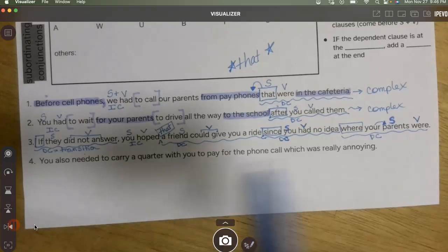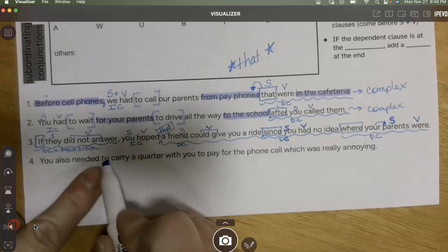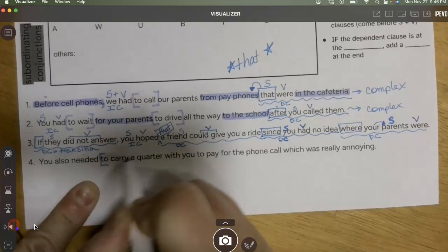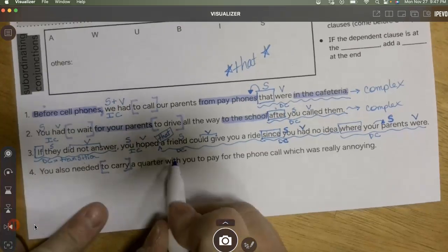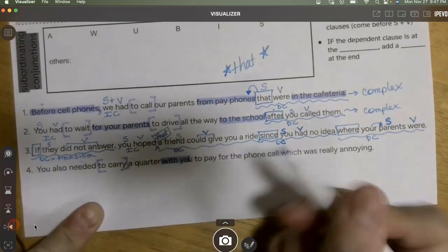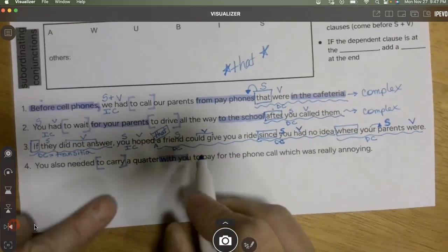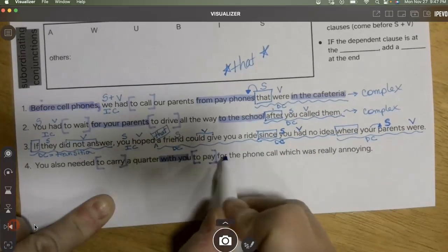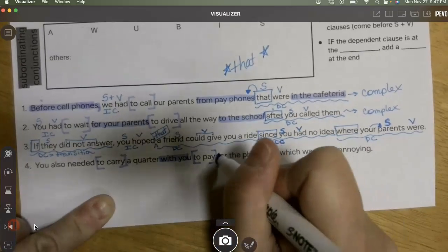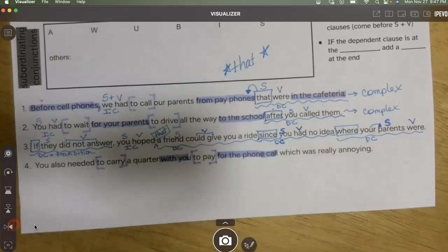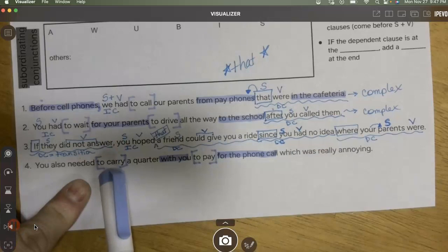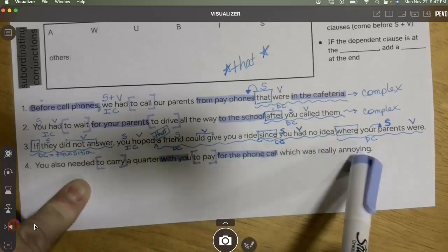You also needed to carry a quarter with you to pay for the phone call, which was really annoying. So you're going to pause the screencast, go try it on your own to find the phrases and the clauses, and then come back to check. All right, I see to carry is an infinitive. With is a preposition, with you. To, well, I know pay is a verb, so there's another infinitive. For is a preposition, for the phone call. So I'm left here with you also needed, which was really annoying.